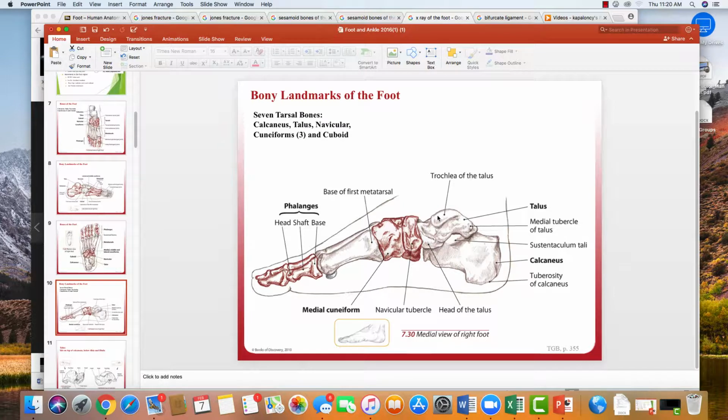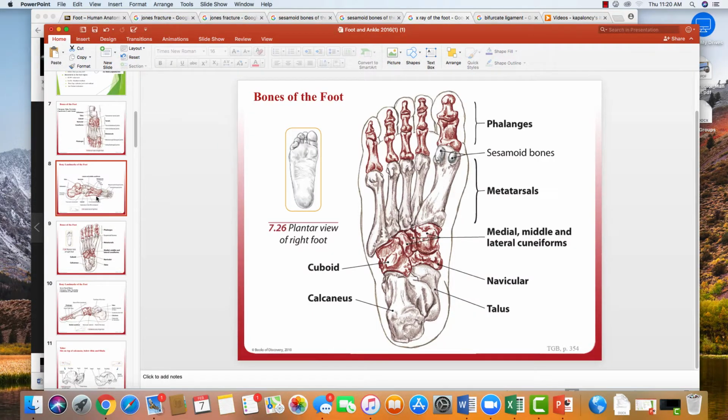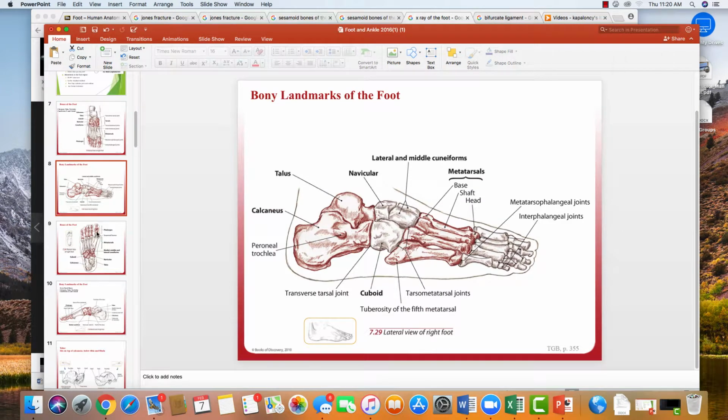Remember the trochlea of the talus, that's where that articular cartilage lies, and then the tibia would sit down on top of it, and that's the smooth gliding surface that we get that plantar and dorsiflexion, and that's where we get the ankle movement. All right, so from there, here is the lateral view or the outside view.